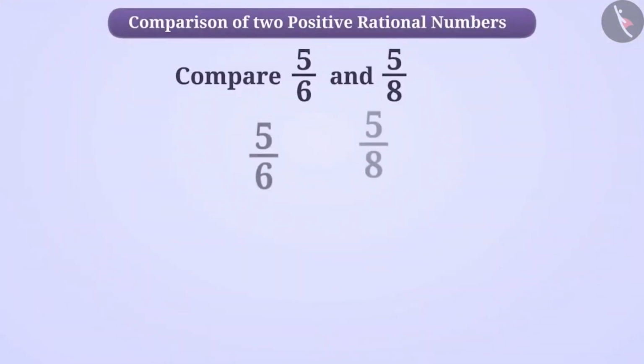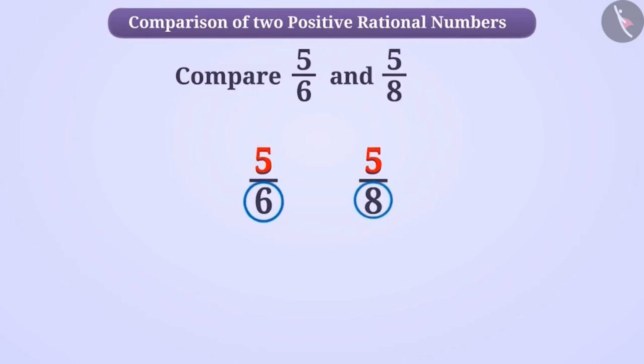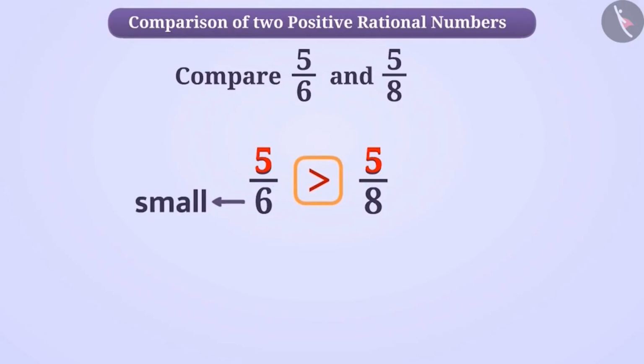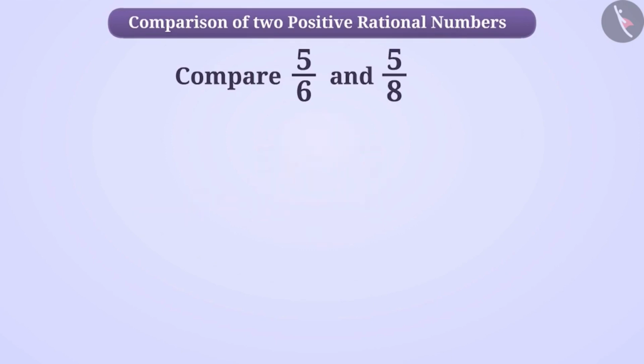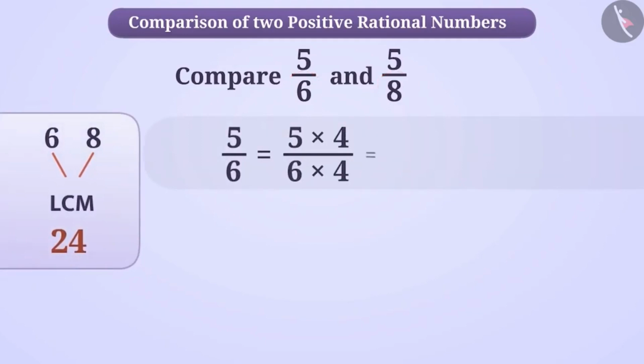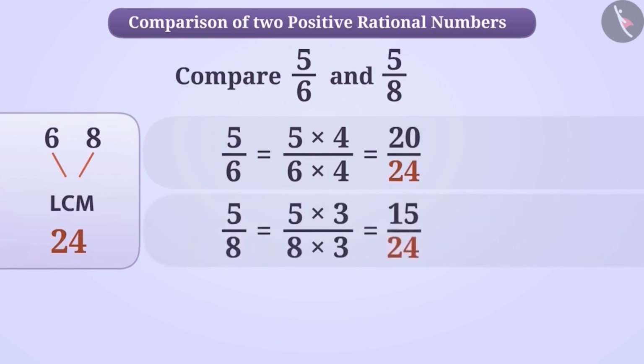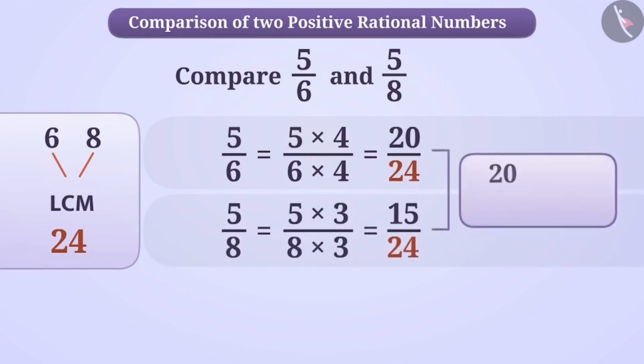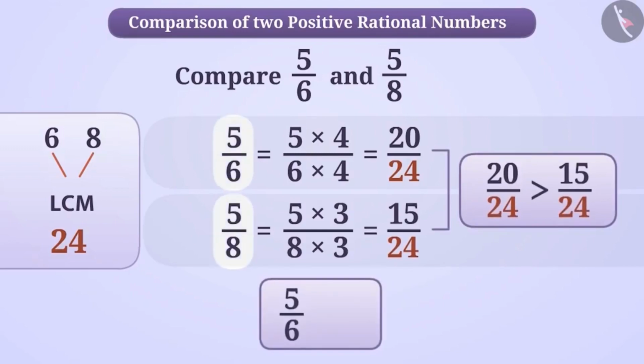Similarly, if the numerators of two rational numbers are equal and their denominators are unequal, then the rational number whose denominator is smaller is the greater rational number. For example, in 5 by 6 and 5 by 8, 5 by 6 is greater than 5 by 8. Let's confirm this. If we make their denominators equal with the help of the LCM method, then we get the equivalent rational number of 5 by 6 as 20 by 24 and 5 by 8 as 15 by 24. Now we can say that 20 by 24 is a greater rational number than 15 by 24, which means 5 by 6 is a greater rational number than 5 by 8.